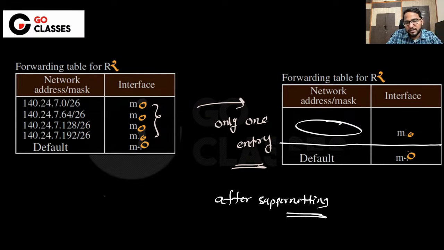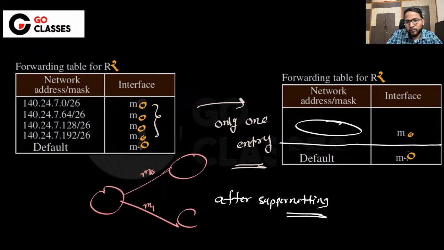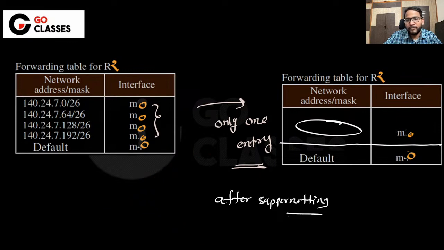Obviously, if the interfaces are different, let's suppose this is M0 and this is M1, can you combine these two networks? You can never ever combine these two networks. If the interface is common, then only you can combine. Then only it makes sense to have one routing entry. I mean, you can shorten your routing table, right? Supernetting is just shortening your routing table.